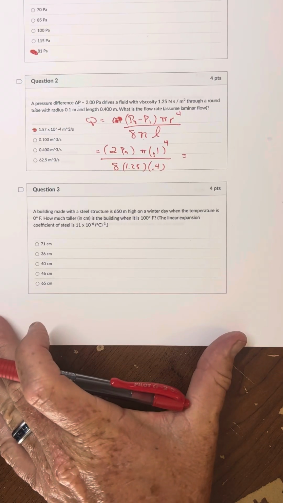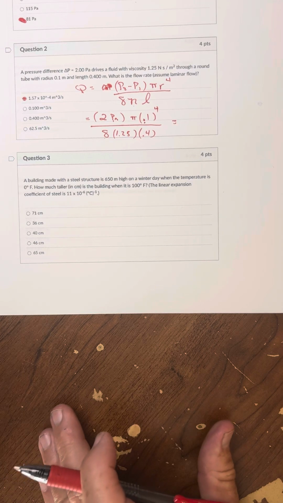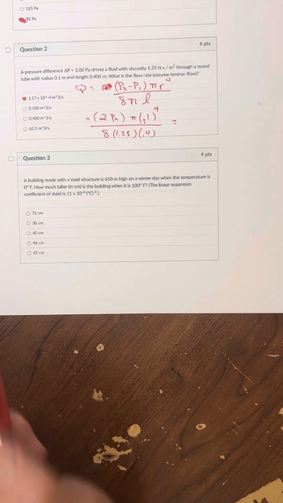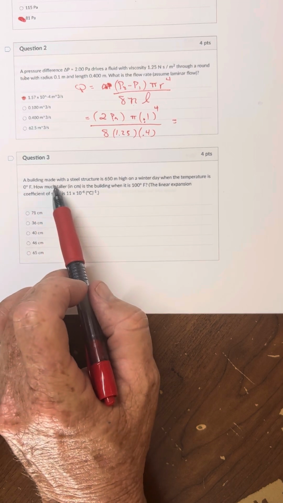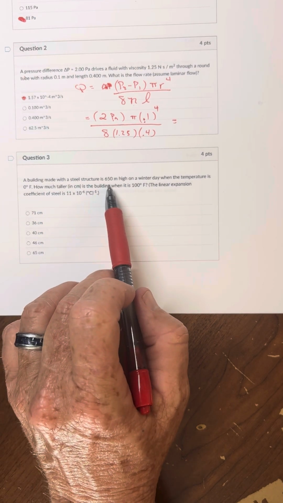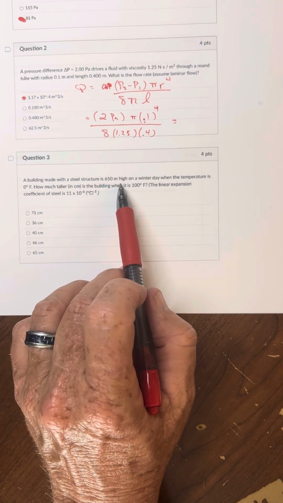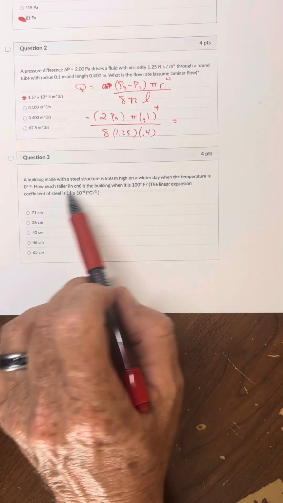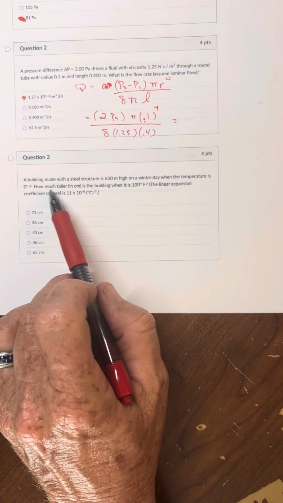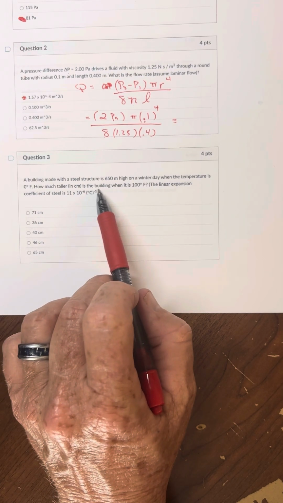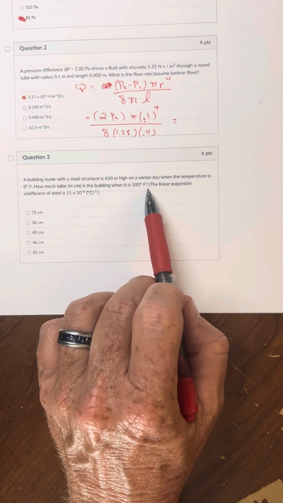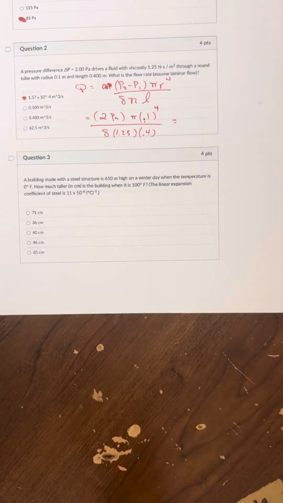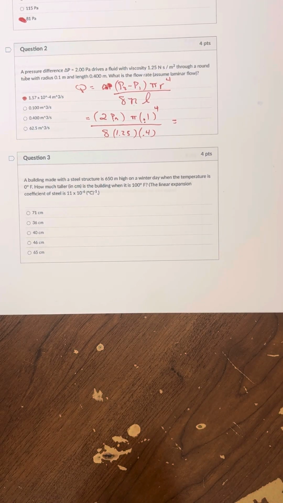All right, let's move on to number 3. So number 3 says a building made out of steel is 6.5 meters high on a winter day when its temperature is 0 degrees Fahrenheit. How much taller in centimeters is the building when it is 100 degrees Fahrenheit? Oh, and then it gives the linear expansion to it.